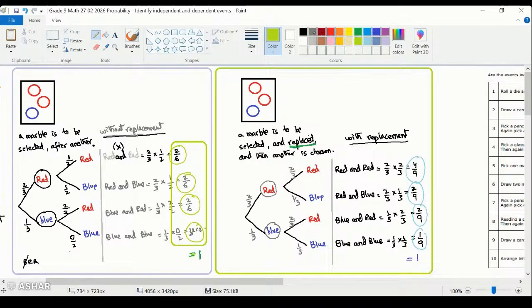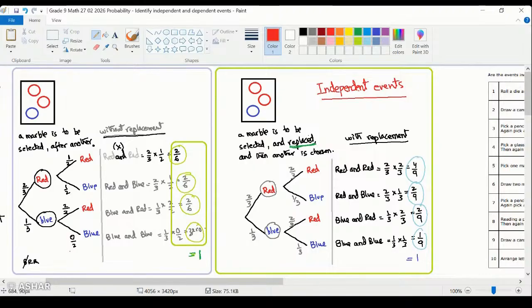When we were doing replacement, right? When we replaced, so what happened? It's an independent event because we still have two red marbles. So any one of the red marbles can be selected again, right? So when we have with replacement, we say they are independent events, right? That means any one of the red can be selected. We do not have a restriction.